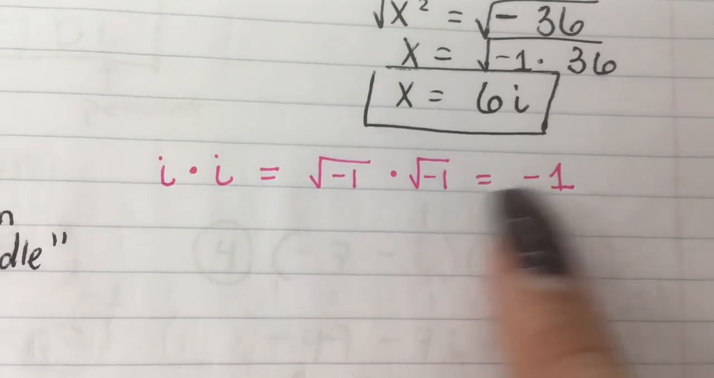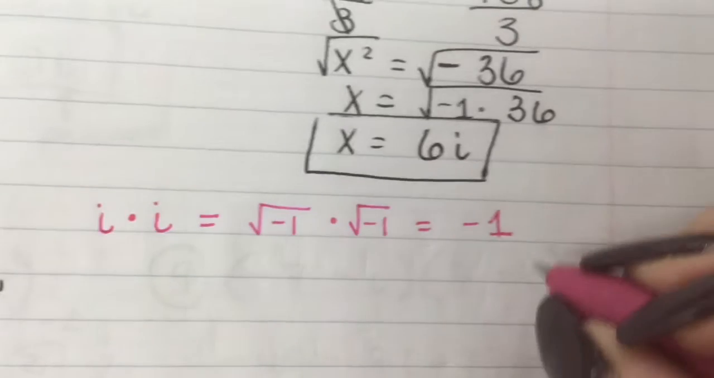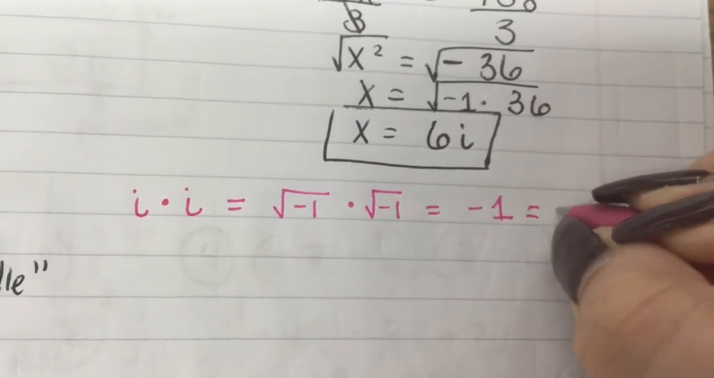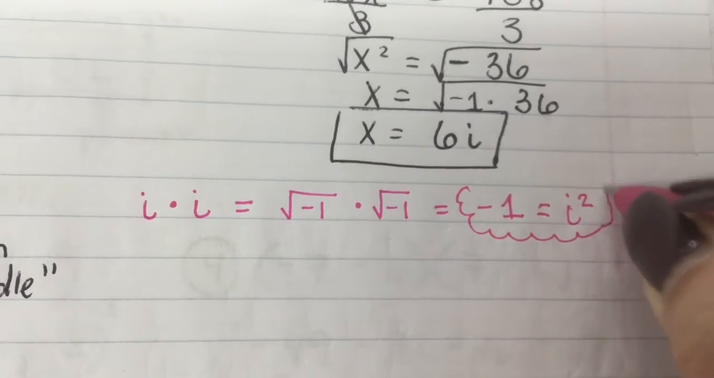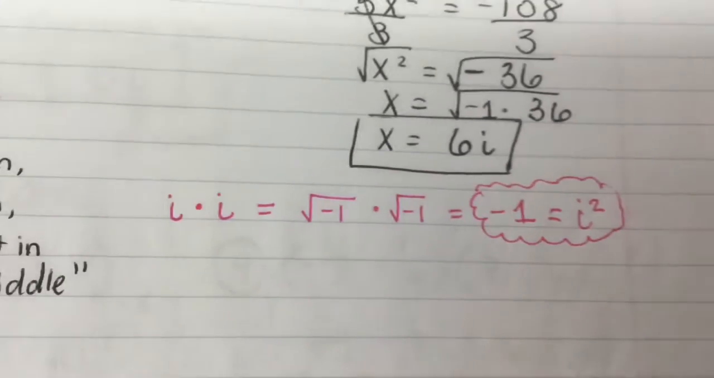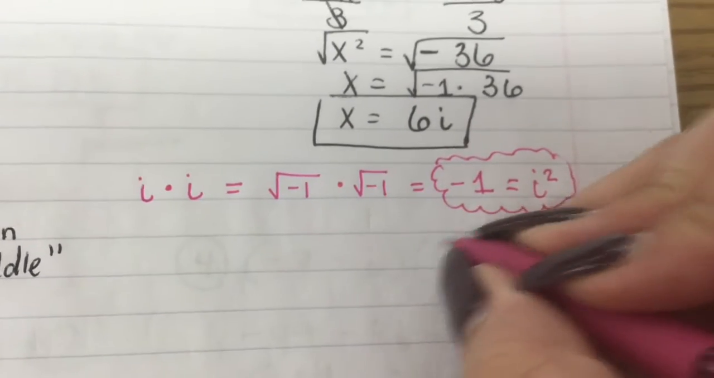So the square root of negative 1 times the square root of negative 1 is just negative 1, because those radicals cancel out and it just gives us negative 1. I could also write i times i as i squared. So I need to remember that when I see i squared, it simplifies to negative 1.